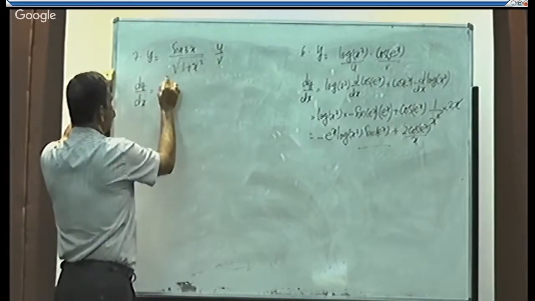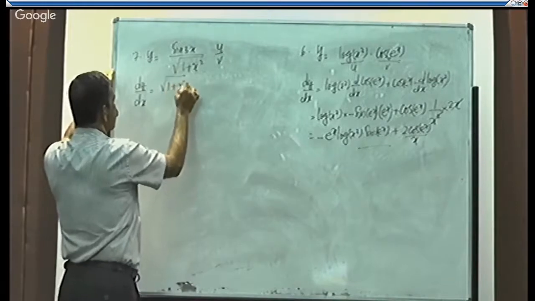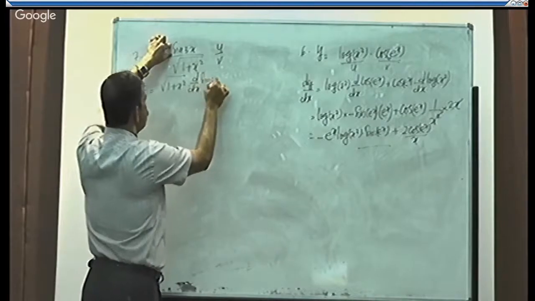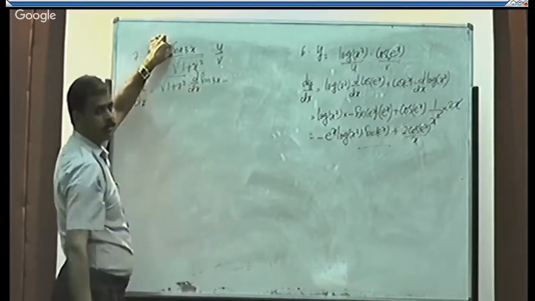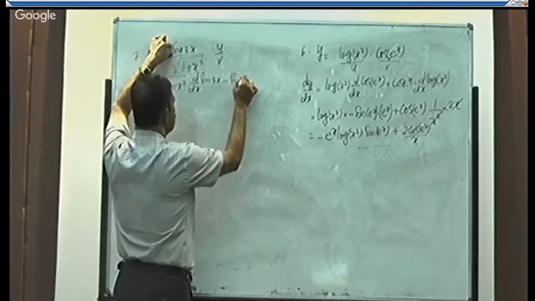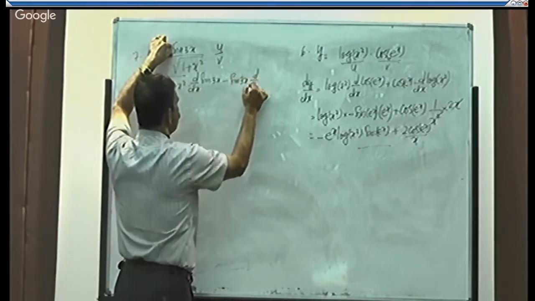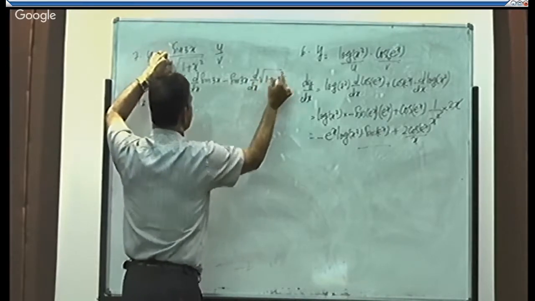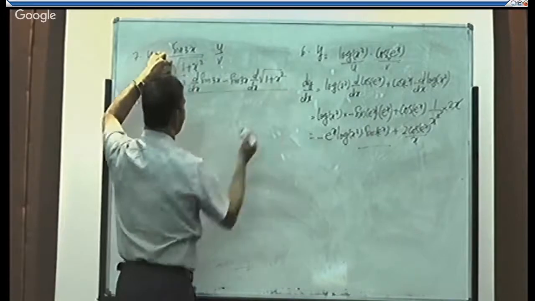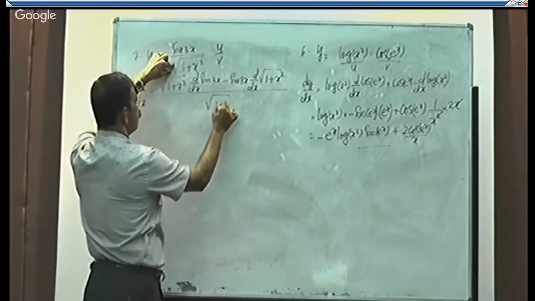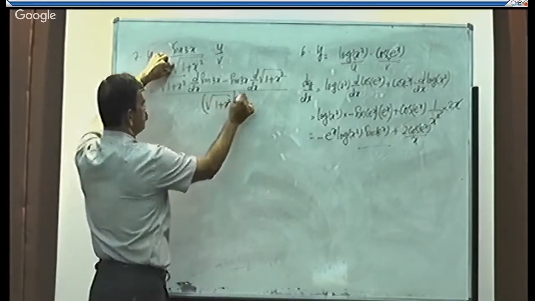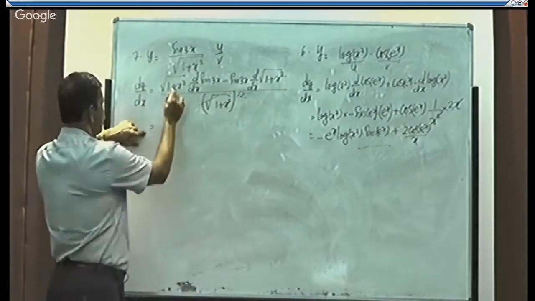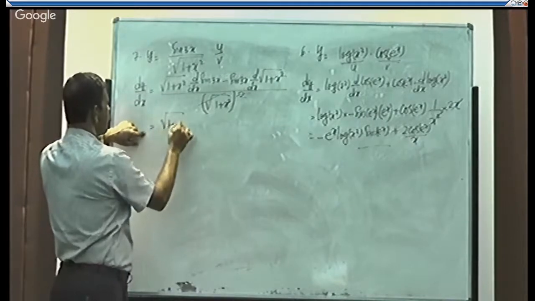v into d by dx of u, where v is root of 1 plus x square and u is sin 3x, minus u, that is sin 3x, into d by dx of v. What is v? Root of 1 plus x square, whole divided by v square. v is root of 1 plus x square, whole square. So the square and root get cancelled.